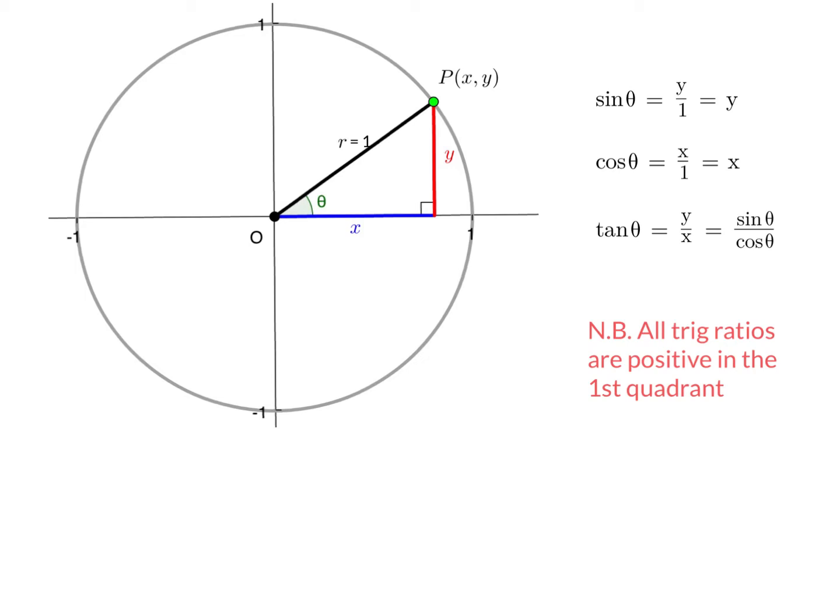And then if we use our SOHCAHTOA, so our ratios for our trigs, sine theta is opposite over hypotenuse, which is y over 1, or just y. Cos theta is equal to adjacent over hypotenuse, which is x over 1, or just x. And tan theta is opposite over adjacent, or y over x, which just so happens to also be sine over cos. We'll worry about that later, but just keep that in mind. But the main part for this is that in quadrant 1, all the trig ratios are positive.